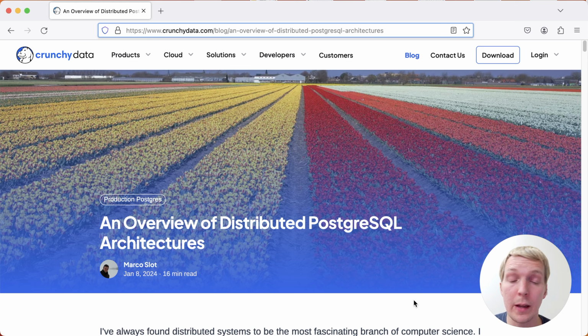My name is Lucas and today we're going to talk about distributed Postgres architectures. This is a blog post by Marco Slot on the Crunchy Data blog. For context, Marco is the principal author of the Citus extension for Postgres, and he recently joined Crunchy Data to continue working on distributed Postgres.